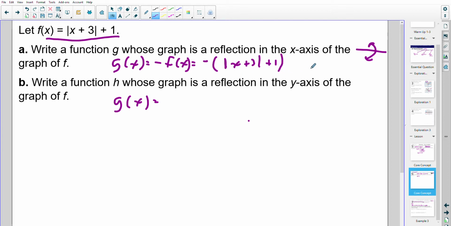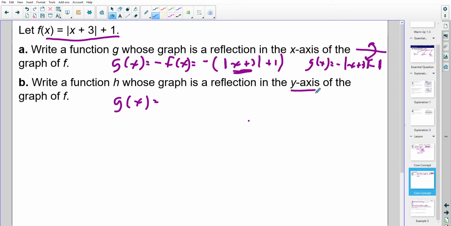So that means that your g of x is equal to a negative absolute value of x plus 3, and then it's going to be minus 1 because you're distributing that negative to this, and you're distributing it to the 1. You can't distribute inside of the absolute value. You leave the absolute value the way it is.